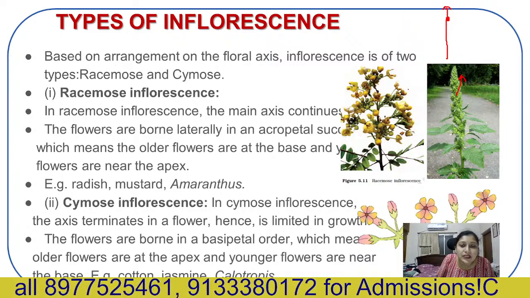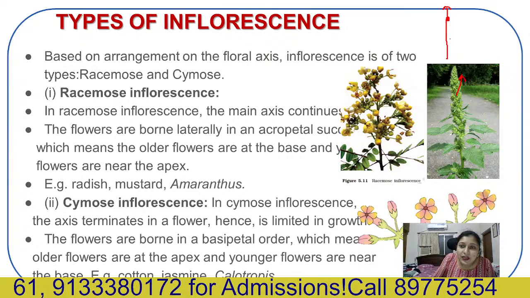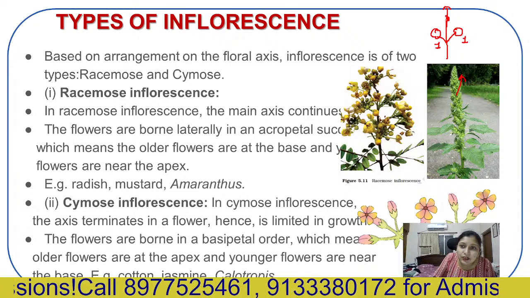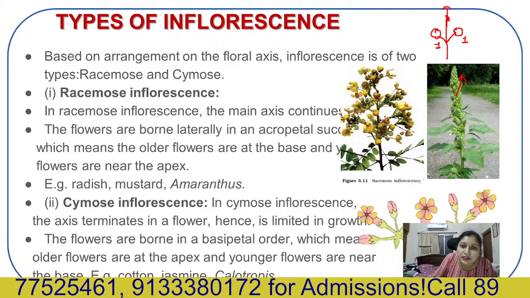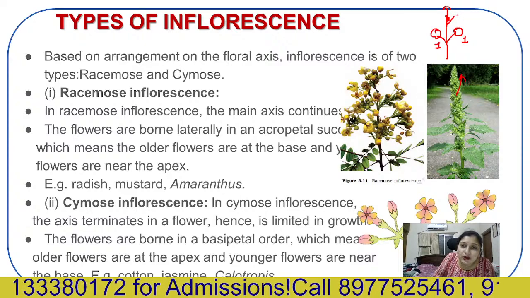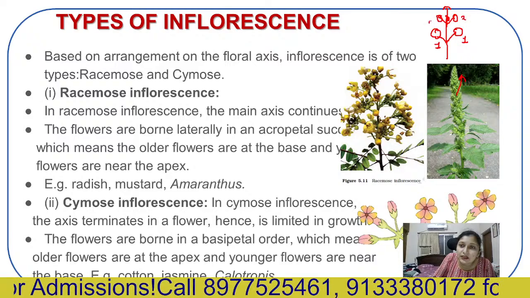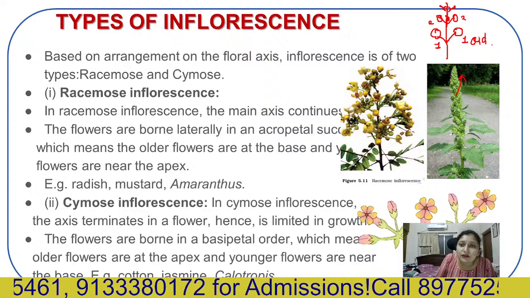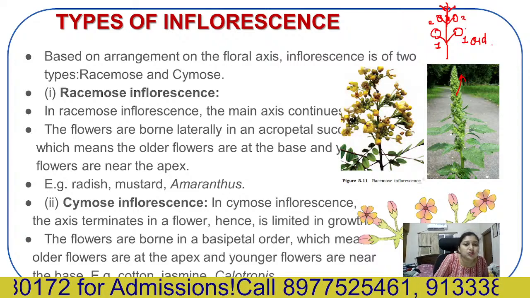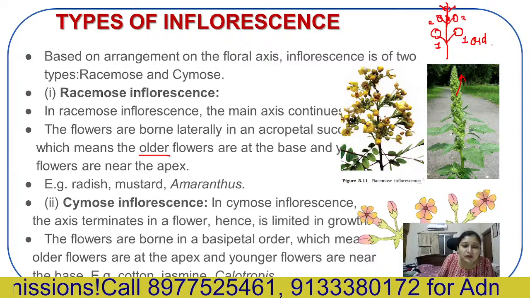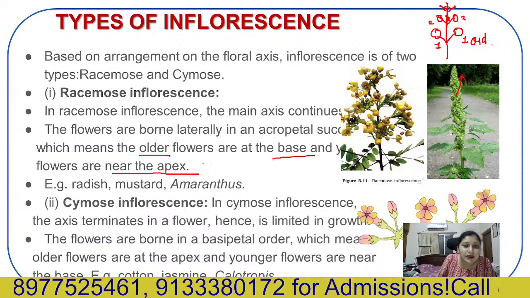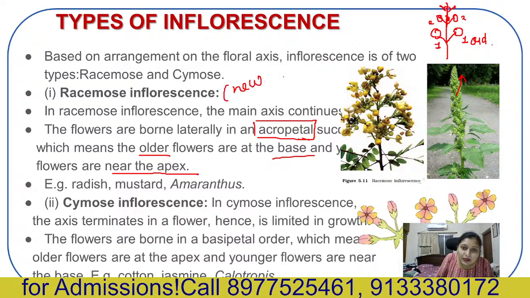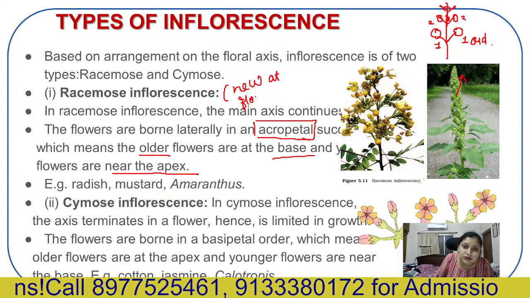The flowers are borne laterally in acropetal succession. That means first-born flowers are here, these are the starting flowers, that is one. Then the tip will keep on growing. Later, new flowers are born here. This is the second flower. Again the tip will grow, third, like this. So the older flowers remain at the base and new ones grow at the tip region, near the apex. That is known as acropetal succession. So in short, new flowers at the top.